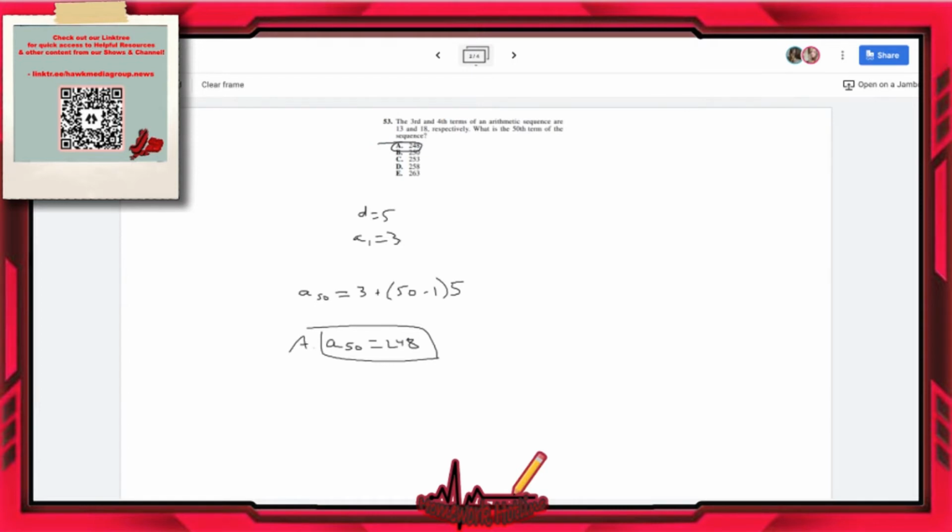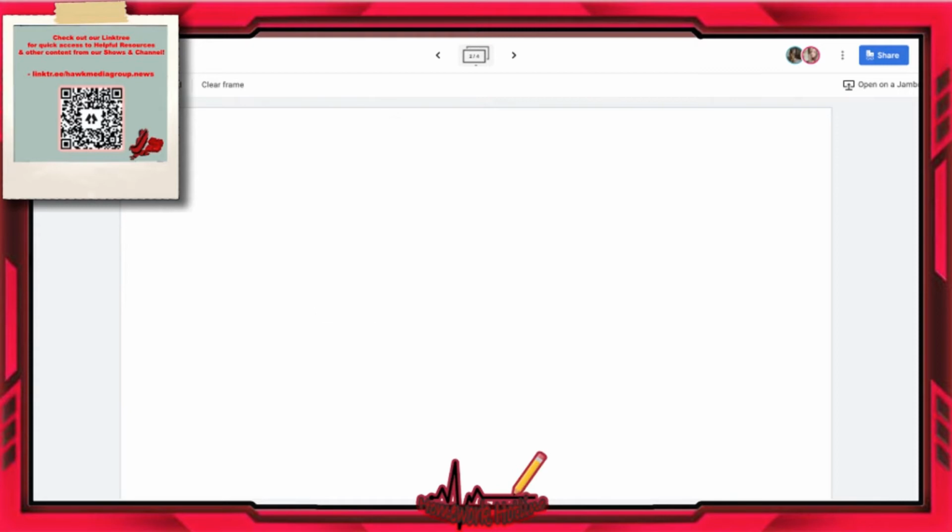I have one more, also coming from an ACT practice test. Okay, this one says, what is the sum of the first 4 terms of the arithmetic sequence in which the 6th term is 8 and the 10th term is 13?